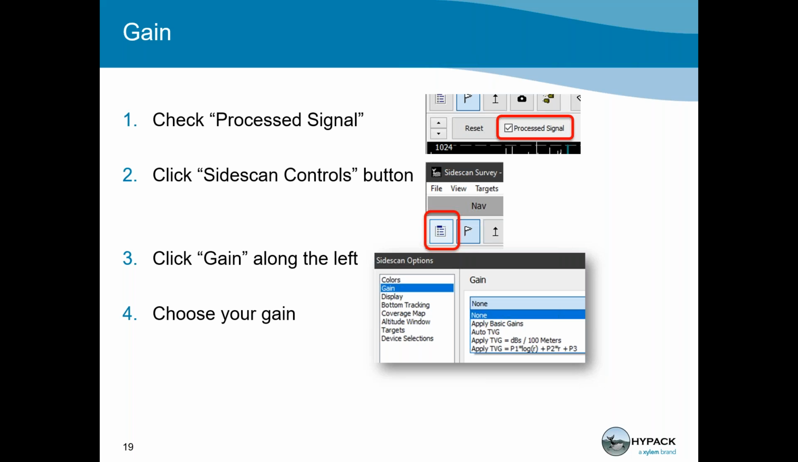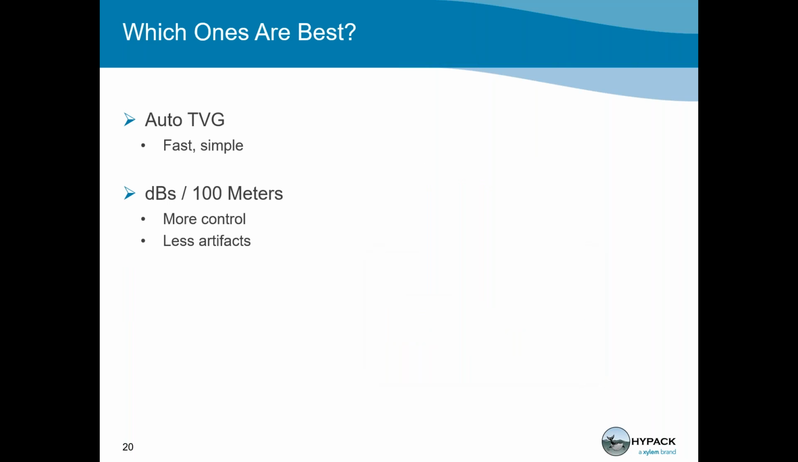And there's a lot of gains in here. So sometimes people ask, which are the best gains? And very simply, Auto TVG is one of my favorites. It's very easy, very quick and simple. It's a single slider that you can use to adjust your brightness.